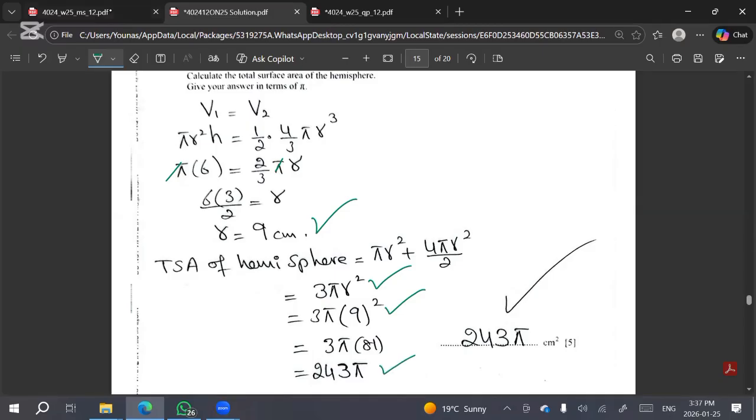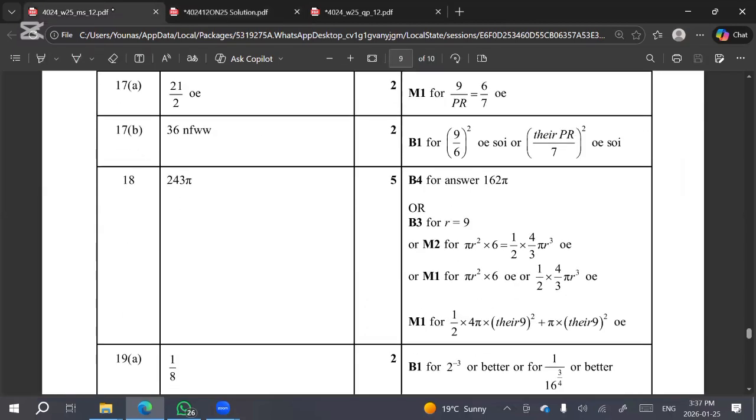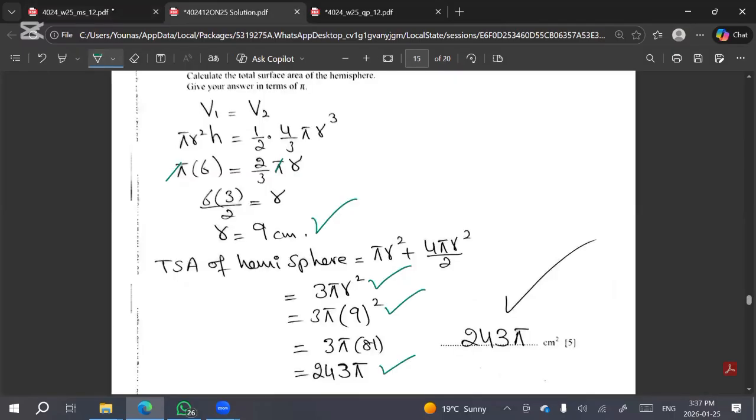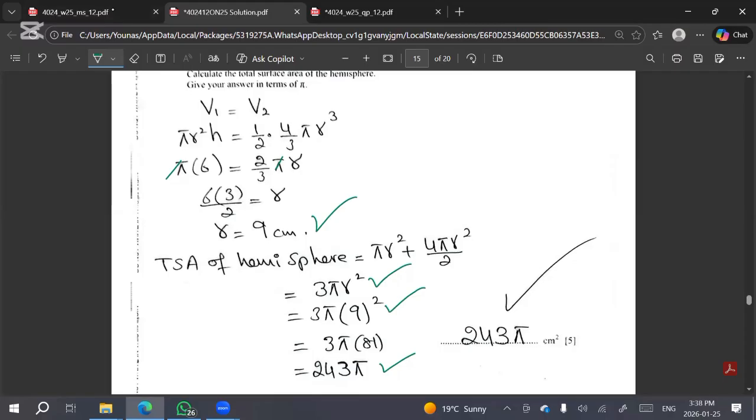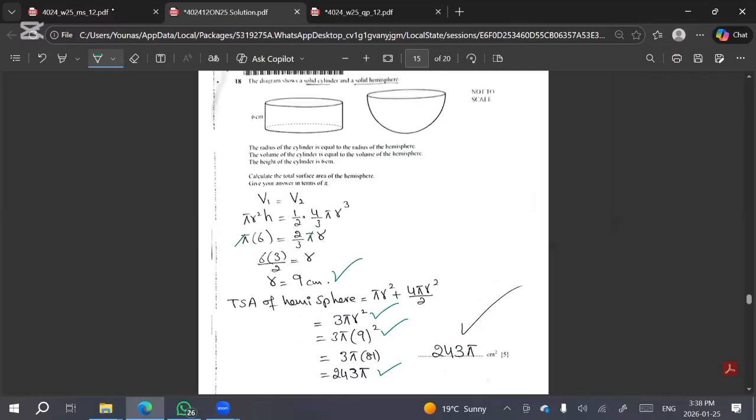Sir, let me check. It's a 5 marks question, sir. 243 pi. The marking scheme of the question number 18 is showing up on your screen. I hope this question is clear to you. This is how this is done. Let me reduce the size so you can see the whole thing together. So the question number 18 solution is showing up on your screen.